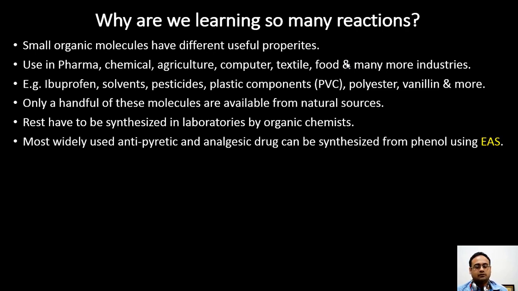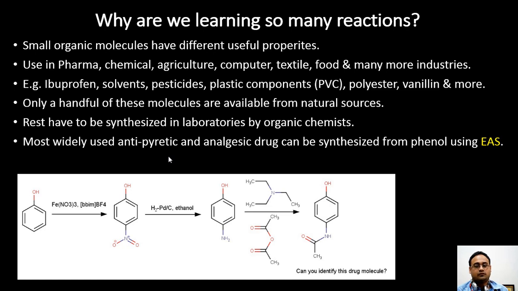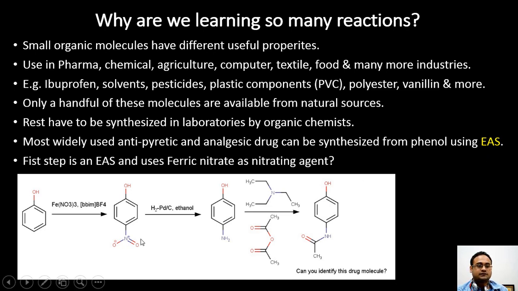So let us take one example of how small organic compounds synthesized in the lab by organic chemists can be of use to people. The most widely used antipyretic and analgesic drug is synthesized from phenol by using an electrophilic aromatic substitution. In this sequence, the first step is that phenol is converted into paranitrophenol by using a modified electrophilic aromatic substitution. Here, ferric nitrate and an ionic liquid are used so that polynitration doesn't take place and the reaction stops at mononitration. This compound is then reduced in the presence of hydrogen and palladium on carbon to give aminophenol.